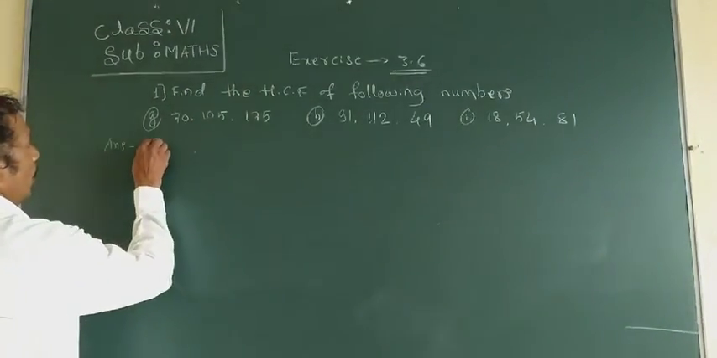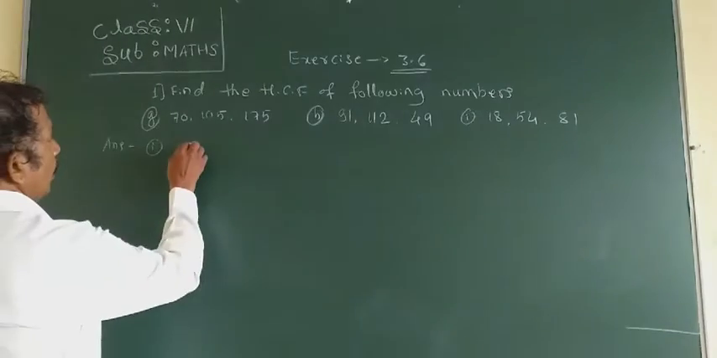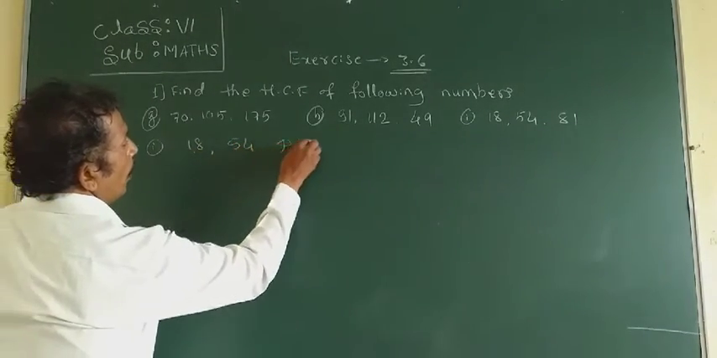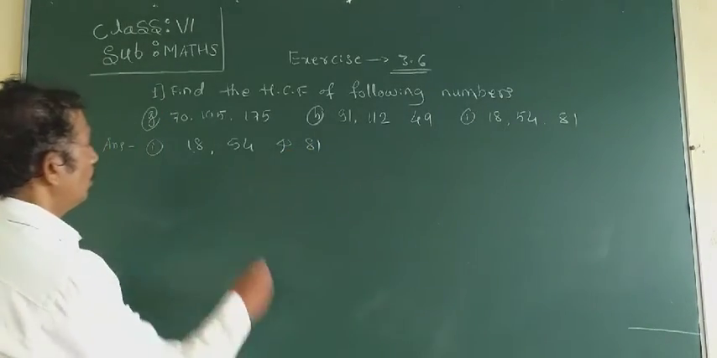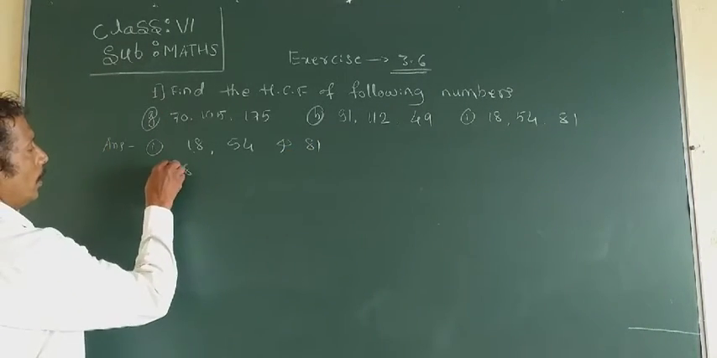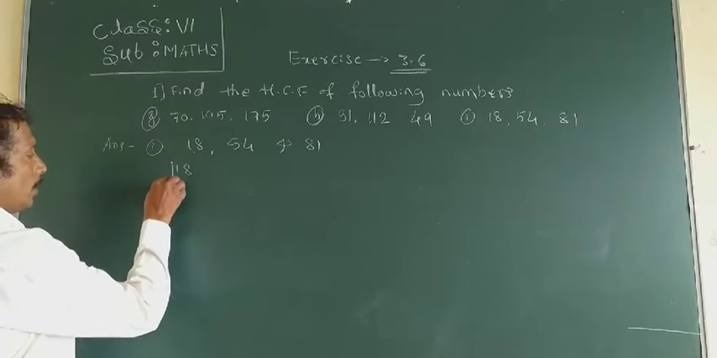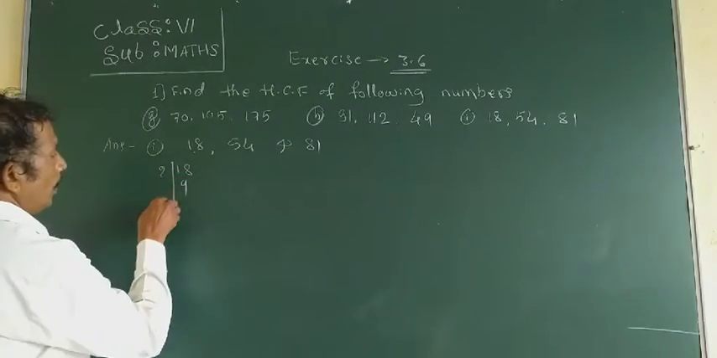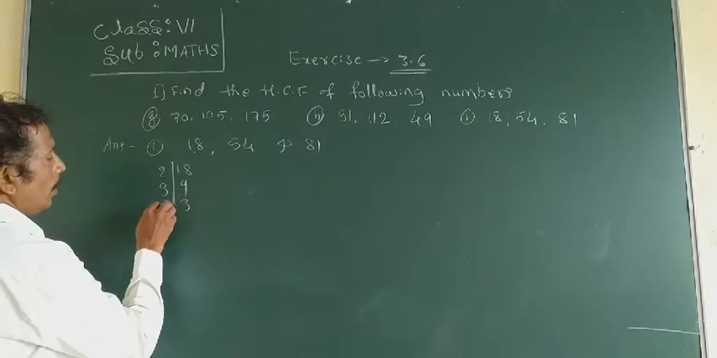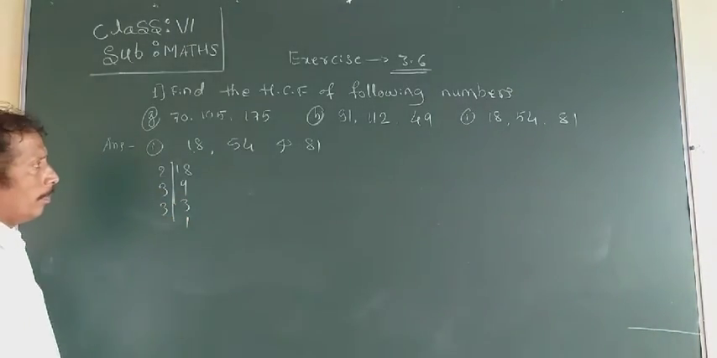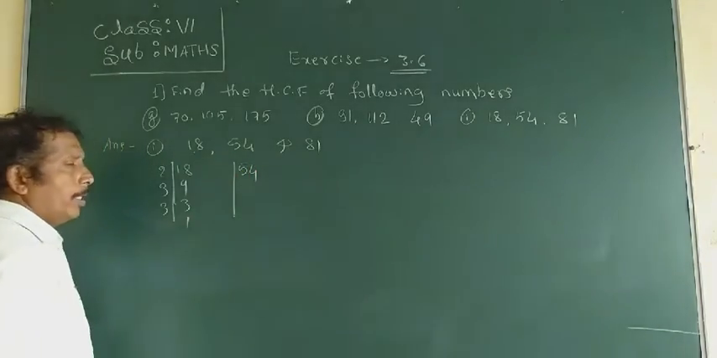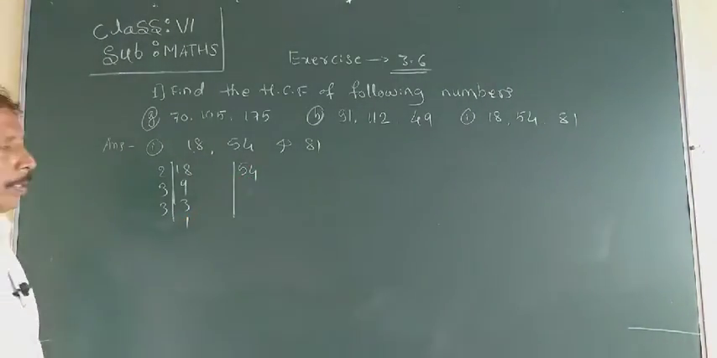Next question: 18, 54 and 81. First number 18, find the prime factorization of 18. Divide by 2, 2 9s are 18, then 3 3s are 9, 3 1s are 3. Take the second number 54. Divide number 54 by first prime number 2.